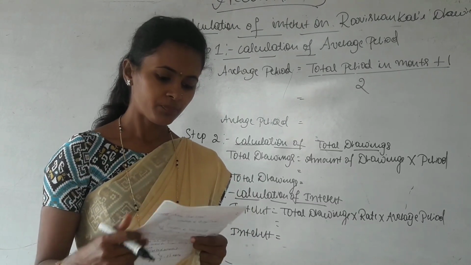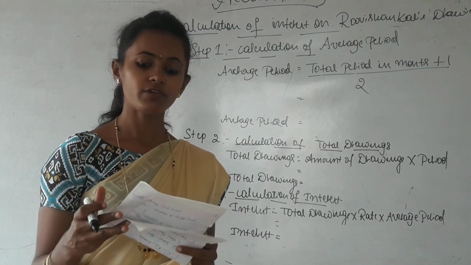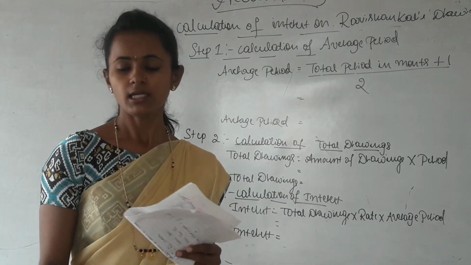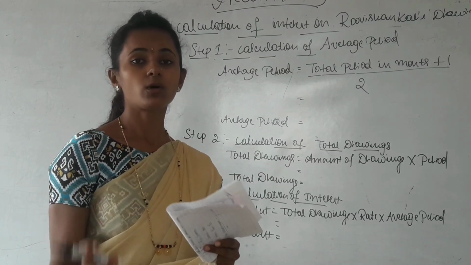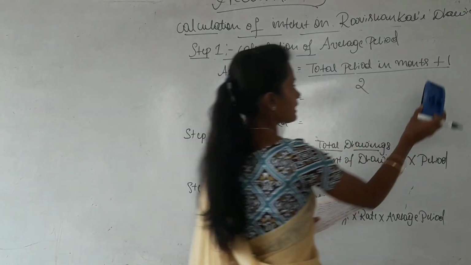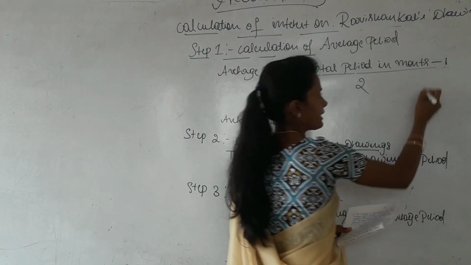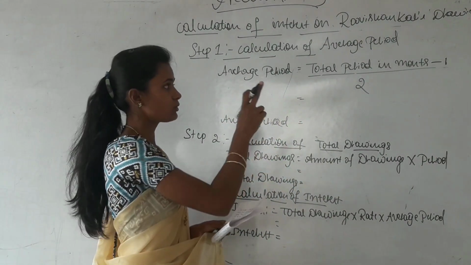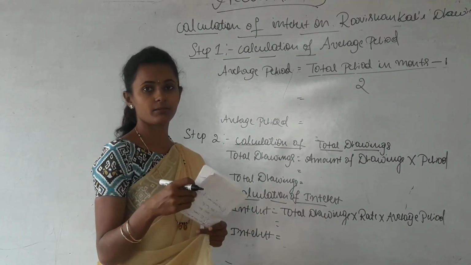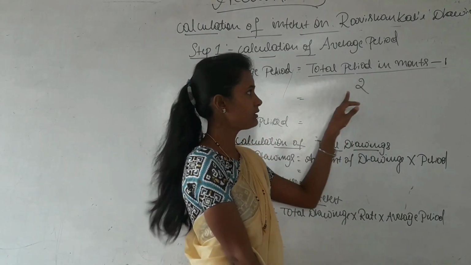And in this problem they have mentioned that Ravi Shankar drew regularly rupees 2000 at the end of every month. So for end of every month, we have a formula in step 1, that is average period is equal to total period in months minus 1 divided by 2. For beginning it was +1, but since it is ending, it becomes -1. When beginning came, it was total period in months +1 divided by 2, but in this problem they have given ending. So when ending is given, it is total period in months -1 divided by 2.